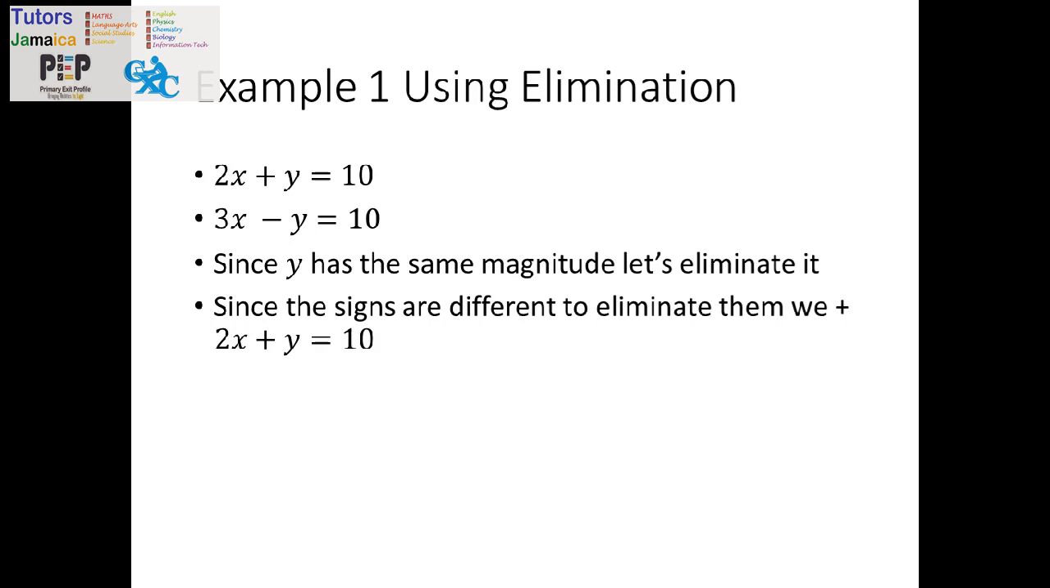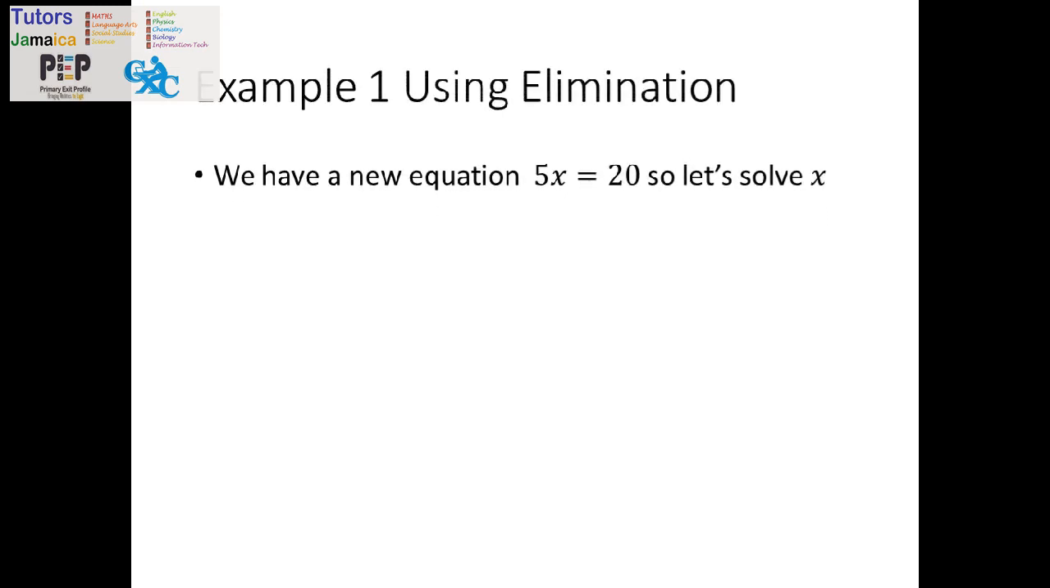So 2x plus y equals 10 plus 3x minus y equals 10. What we end up with is 5x is equal to 20, because positive y cancels negative y. So let us look at this. We have a new equation: 5x is equal to 20. So let's solve for x. 5x is equal to 20, so x is equal to 20 divided by 5. So x is equal to 4.